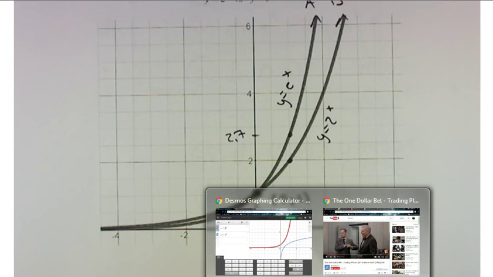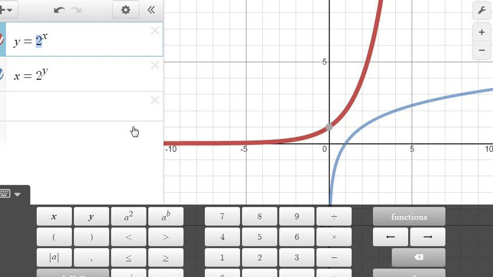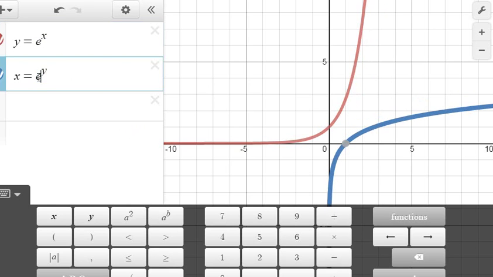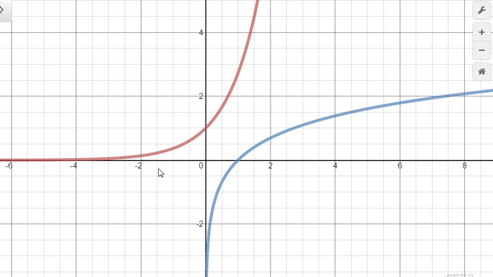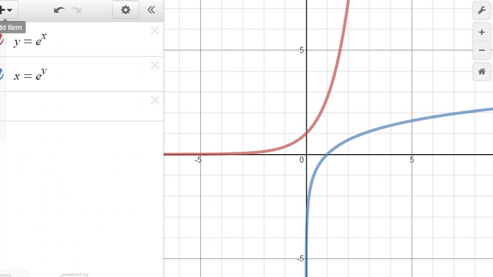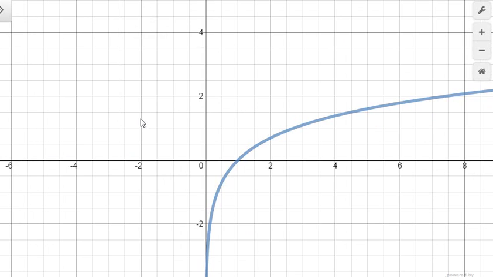Now I remark about the shape because I want to look at the shape of the graph of e to the x and the graph of its inverse. Here's both graphs. And in particular, the second one was really kind of a disguise. It's the graph of y equals a log of x, the ln of x.